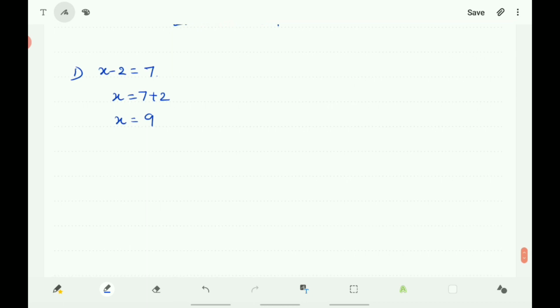Here if you want to check, you can check here. You take LHS. LHS is equals to x minus 2. Put the value of x, that is 9. That is 9 minus 2, that is equals to 7. 7 is there in the RHS. So you write RHS here. Therefore you got LHS equals RHS. Here x equals 9 is the solution. Here what you have done? Here 2 is transferred to the RHS.